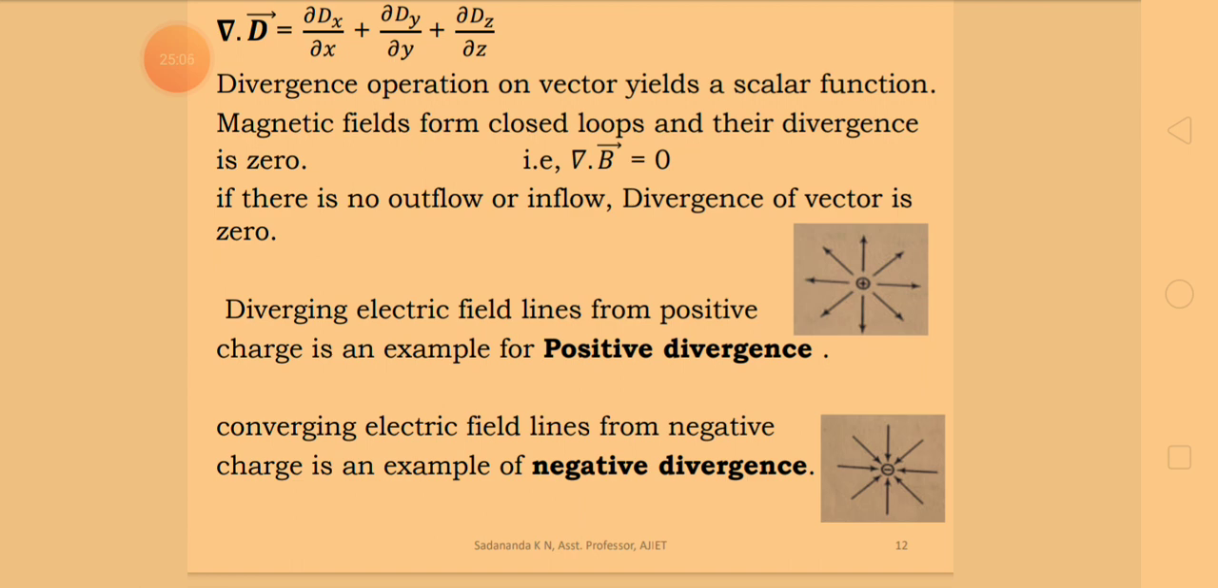A vector field whose divergence is 0 is called a solenoidal field.